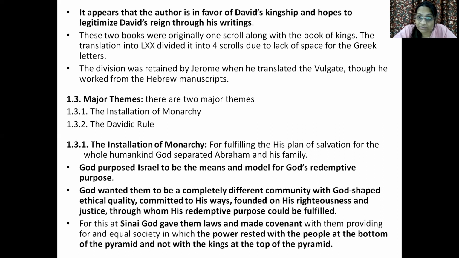They had to be righteous people as their God was righteous, and they had to be just. They had to maintain justice, not like the other people. They did not have to be corrupt, but had to be justice-minded people, through whom God wanted to fulfill the redemptive purpose for the world. Okay, so this is how God planned the Israelite community to be.